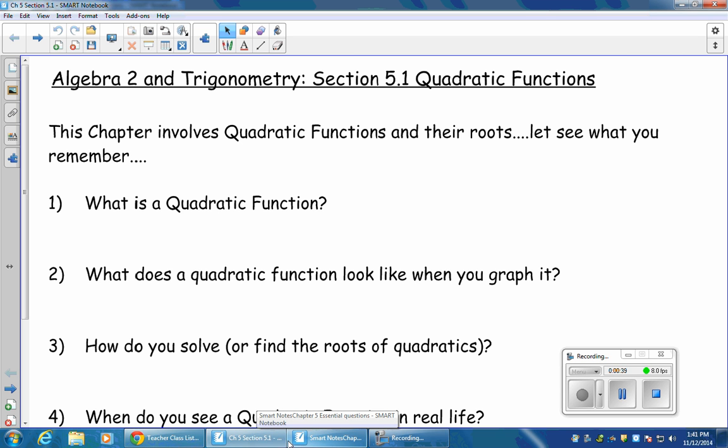So the first thing we're going to talk about is quadratic functions and how we solve them, and then you'll start to see where complex numbers come into this. So what is a quadratic function? It has an x squared in it.